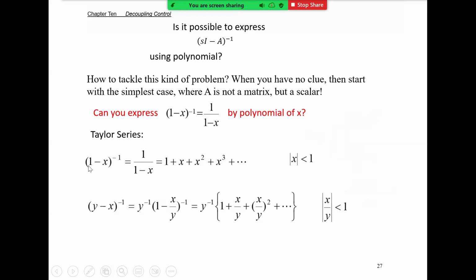Once you know this formula, if you have something else like Y minus X inverse, you can just do some manipulation to use this formula. You take out the Y, so in the bracket it becomes 1 minus X over Y inverse. Then you apply this formula, with X corresponding to X over Y. So you get 1 plus X over Y and so on, a polynomial of X over Y. Is that clear?